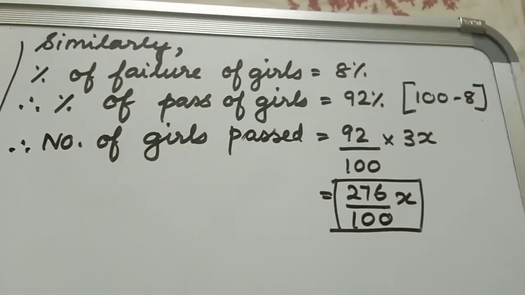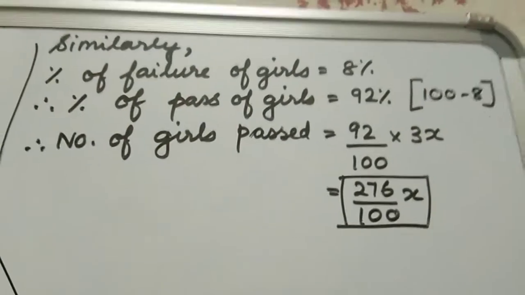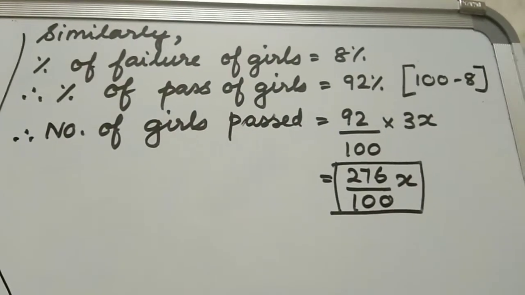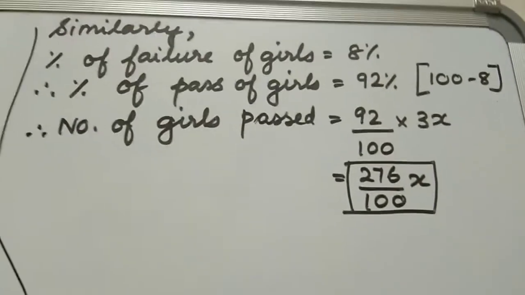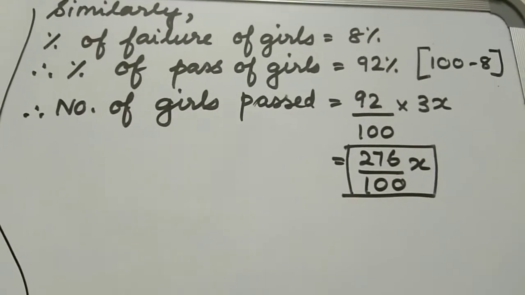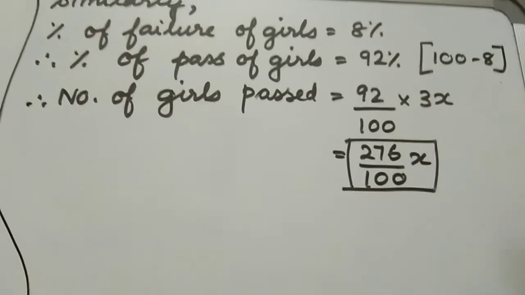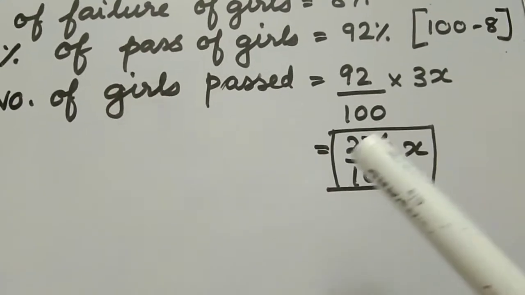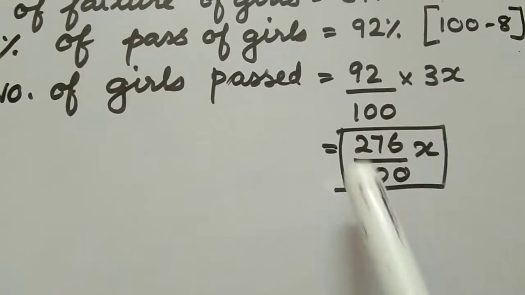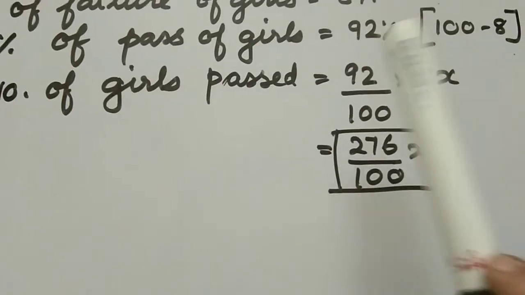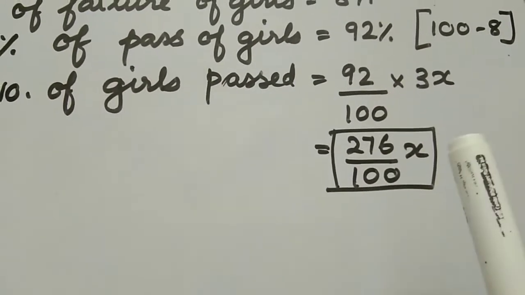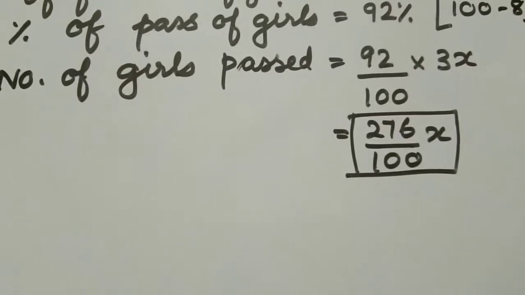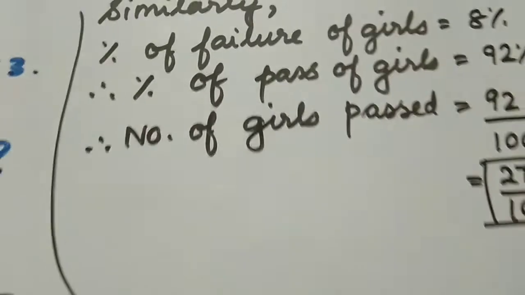The failure of girls is given as 8%, and therefore what will be the pass percentage? It will be 92%. Now, therefore, the number of girls passed will be what? 92% of the total number of girls. Total number of girls, we have assumed as 3x. So, 92 by 100 into 3x. I am not going to do anything with that 100. Keep it as it is. So, 92 into 3 gives you 276x by 100. So, now we have got the number of the boys passed and the number of the girls passed.